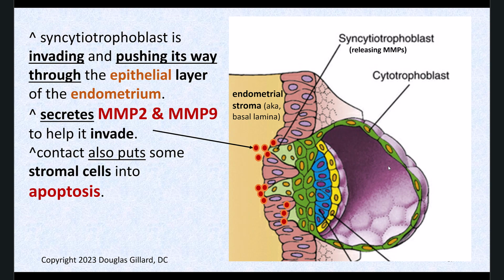big old thing. Well, it's not big, right? By this point, it's not the point of a pin, it's the head of a pin. It's gotten a little bit bigger, but that's part of the game here. So MMPs 2 and 9 help this invasion. They're released by Syncytiotrophoblasts. Great.